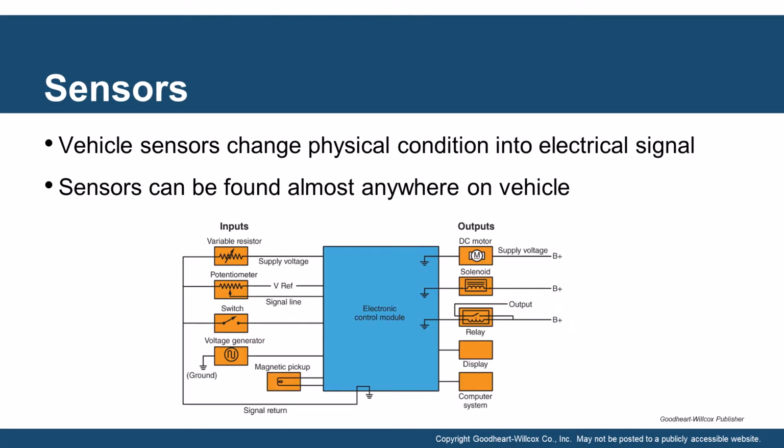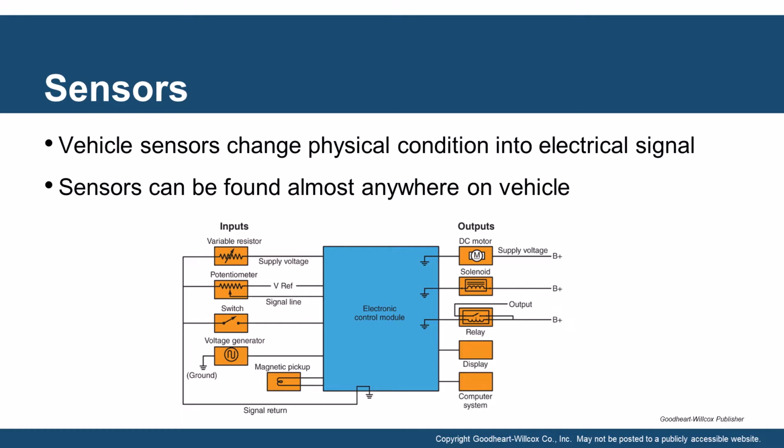Here we see the inputs and outputs, and we need to start to understand that vehicle sensors change physical condition or physical movement into some kind of electrical signal. In other words, when you turn a knob, some kind of reaction takes place. How do we do that? Well, we use different inputs. You can see them listed here on the left-hand side.